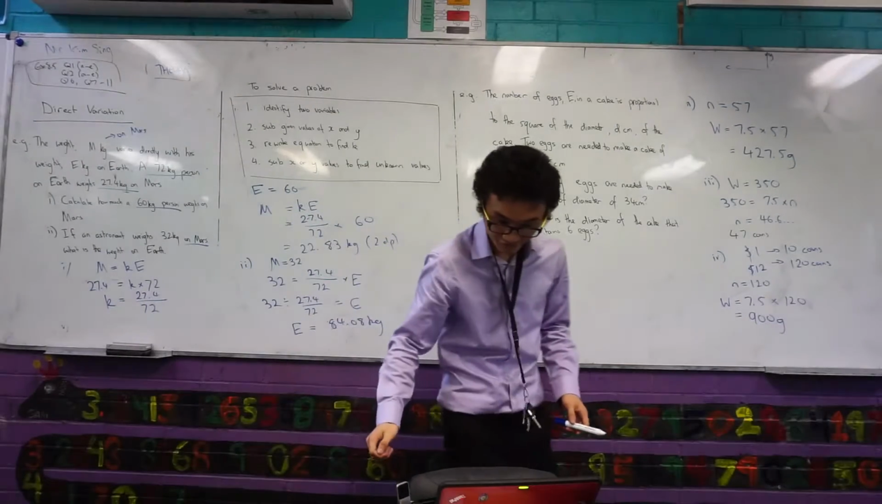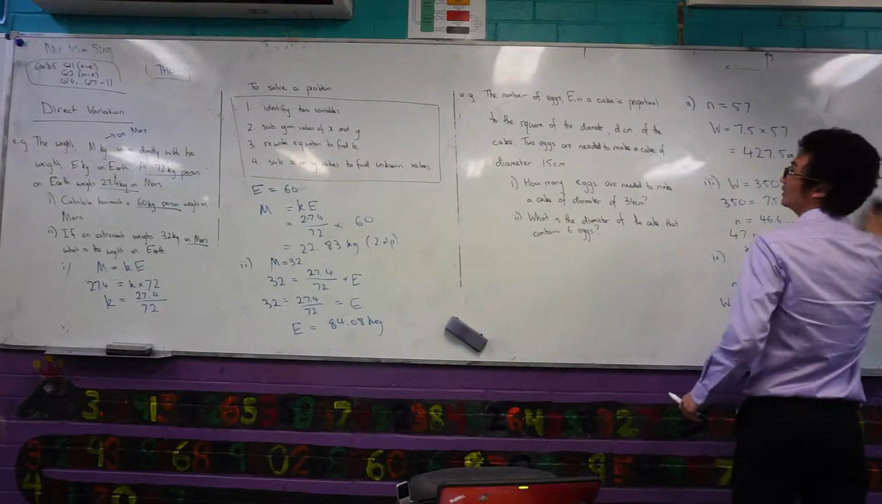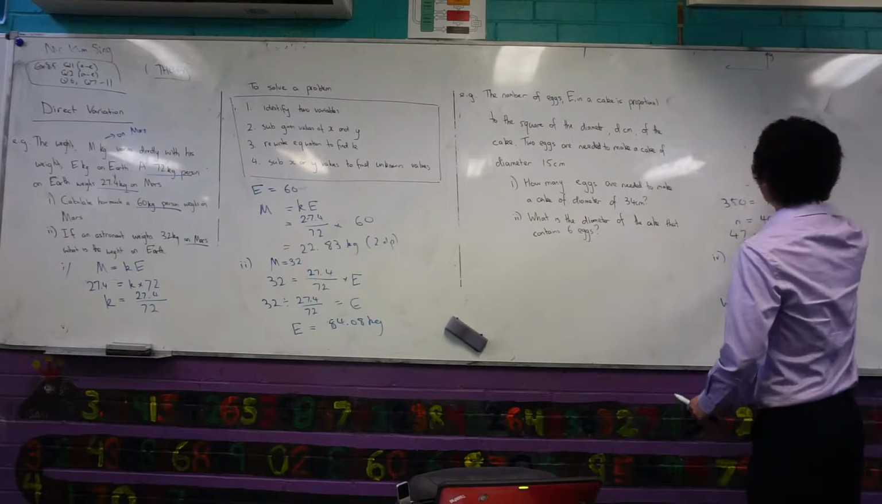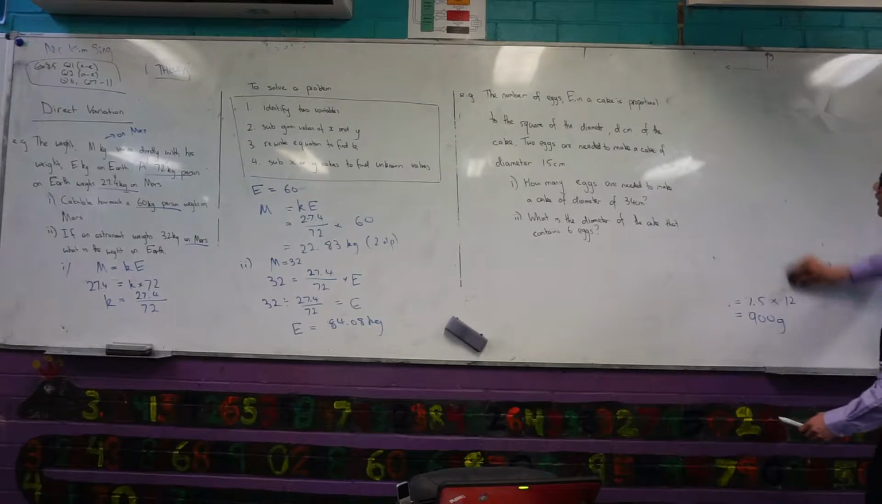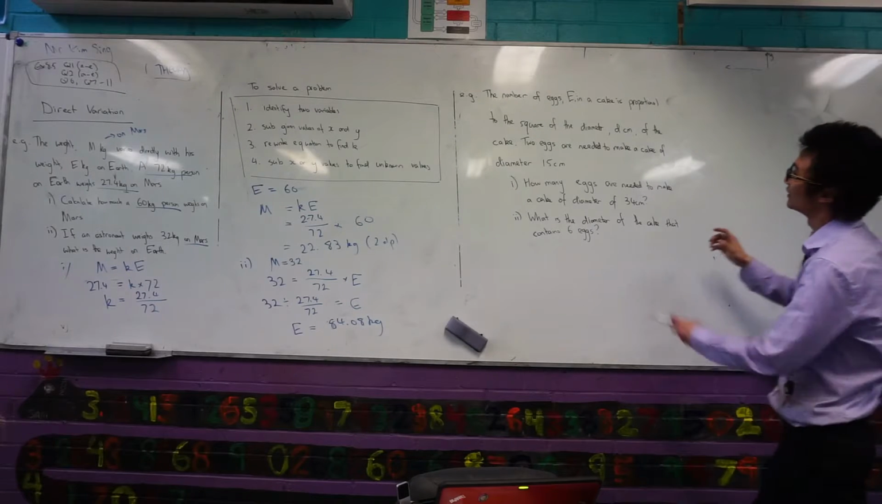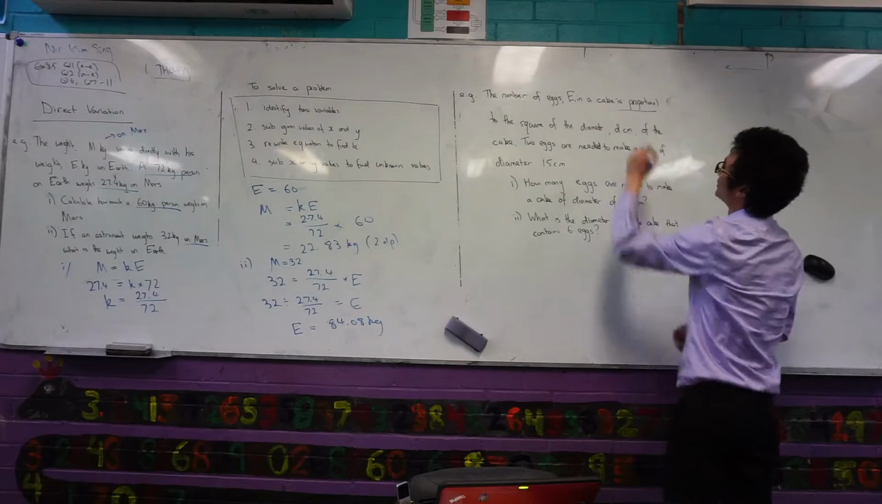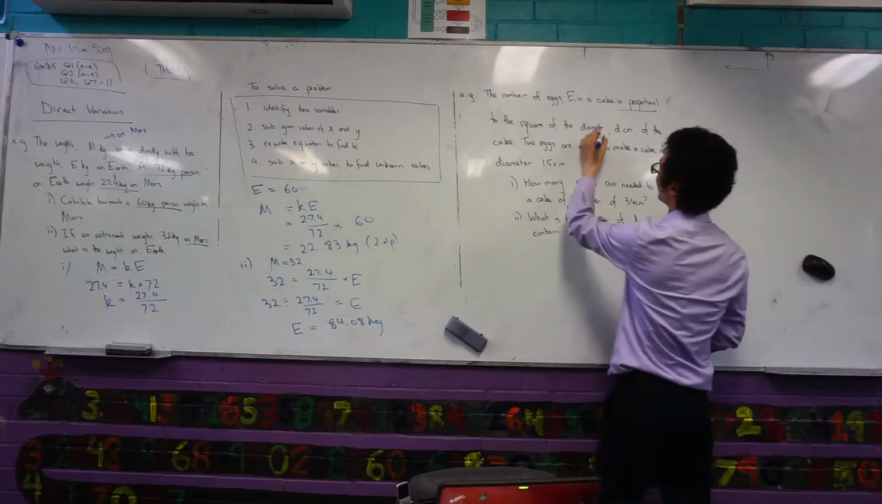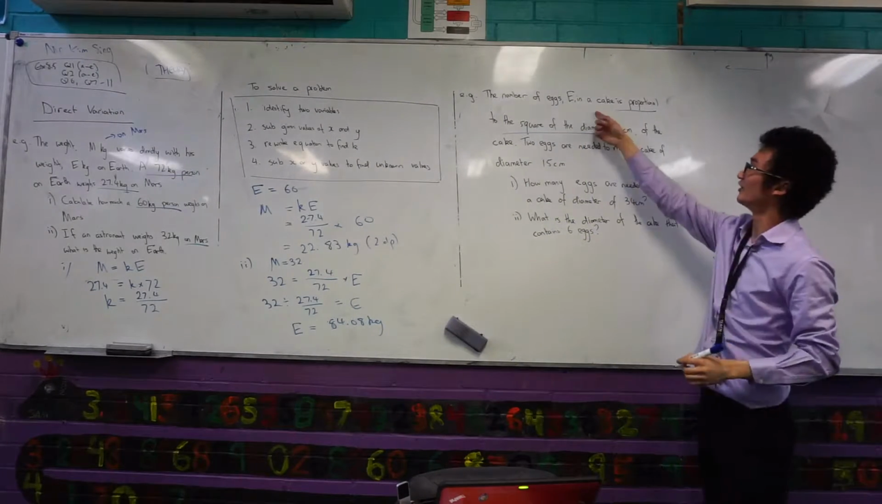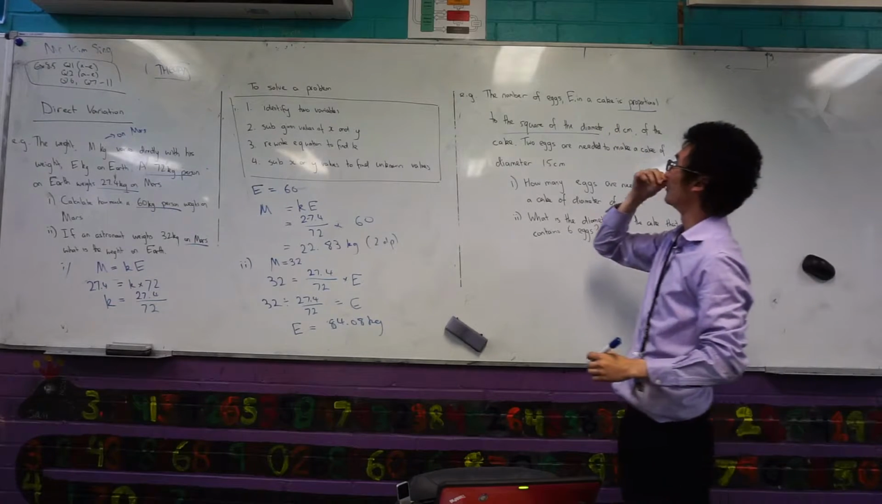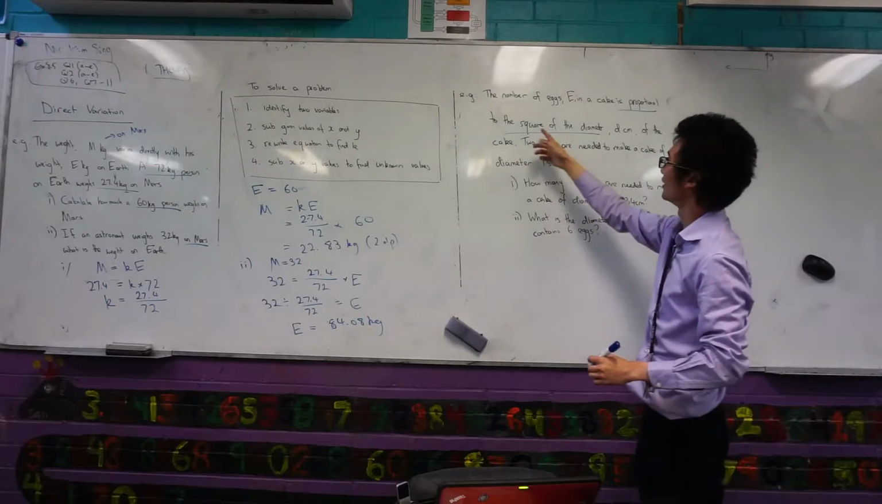Alright, let's finish off this question here. This one is slightly different because they're telling us that the number of eggs is proportional to the square of the diameter. So we still have two variables here, E and D, but in this case, I've got the square.